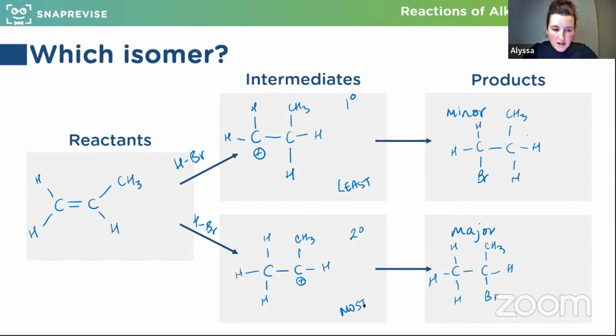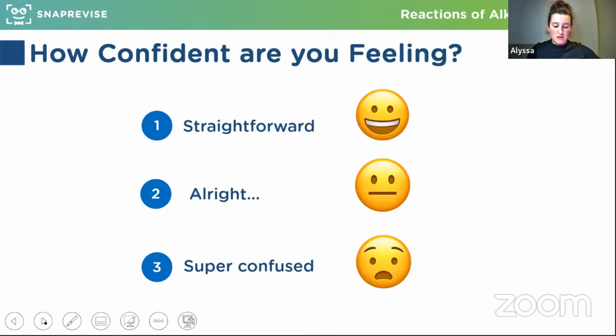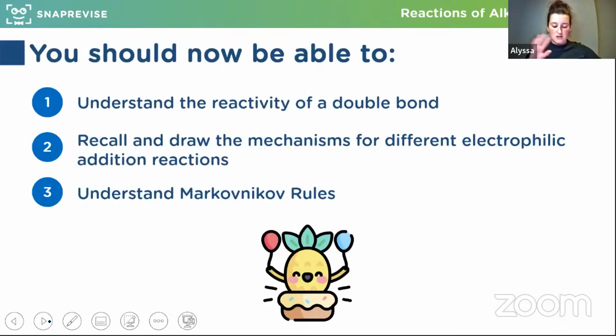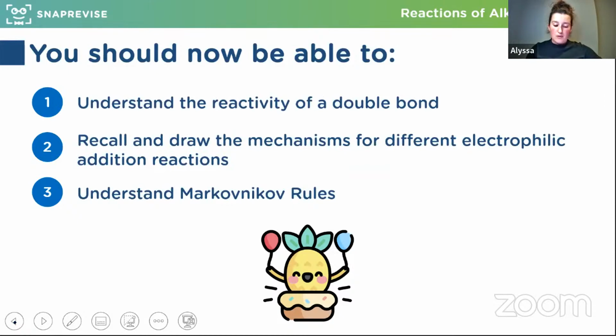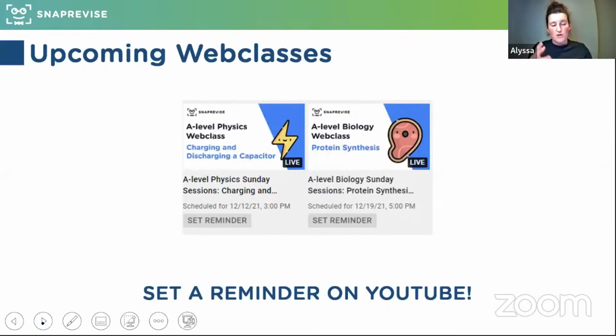Right, I'm just going to whiz on to the last slide. So hopefully this has been useful. We didn't get to do those last exam questions, so I apologize. But we have looked at the Markovnikov rules, we've looked at double bonds, and we've looked at our mechanisms. They're all very similar. These are our upcoming web classes, so please set yourself a reminder. We've got physics and then biology.